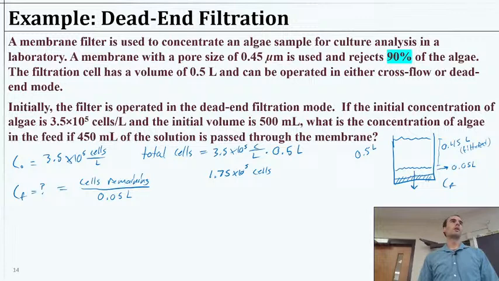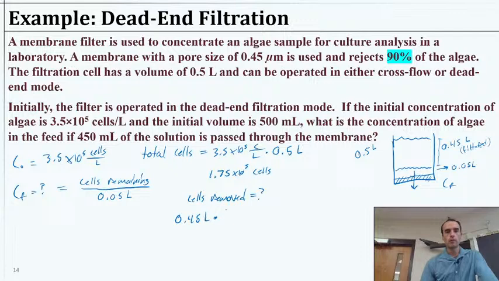And so then the question would be, how many cells are removed? There should be some other ways we could do this with mass balances and things. This is just the way my brain's approaching it. Fairly intuitive sense, just following it that way. So the number of cells removed would be the 450 milliliters, excuse me, 0.45 liters times the concentration of cells there, 3.5 times 10 to the fifth cells per liter. And almost all of those are retained. It's only 10% of those that actually pass through the membrane and escape. Well, so actually what I'm asking here is how many cells are escaping.